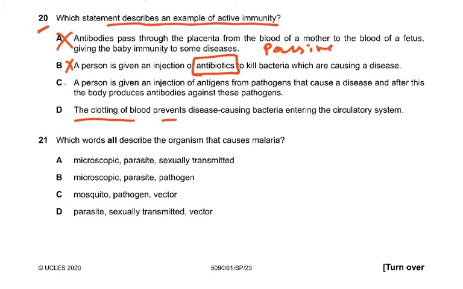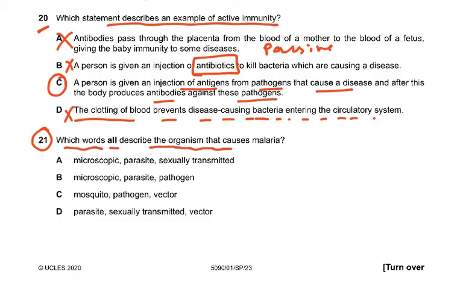D, the clotting of blood prevents disease-causing bacteria entering the circulatory system. Well, that is of course a way of protecting the body, but that is not active immunity. So that is why the answer is C. A person is given an injection of antigens from pathogens that cause a disease, and after this the body produces antibodies against these pathogens.